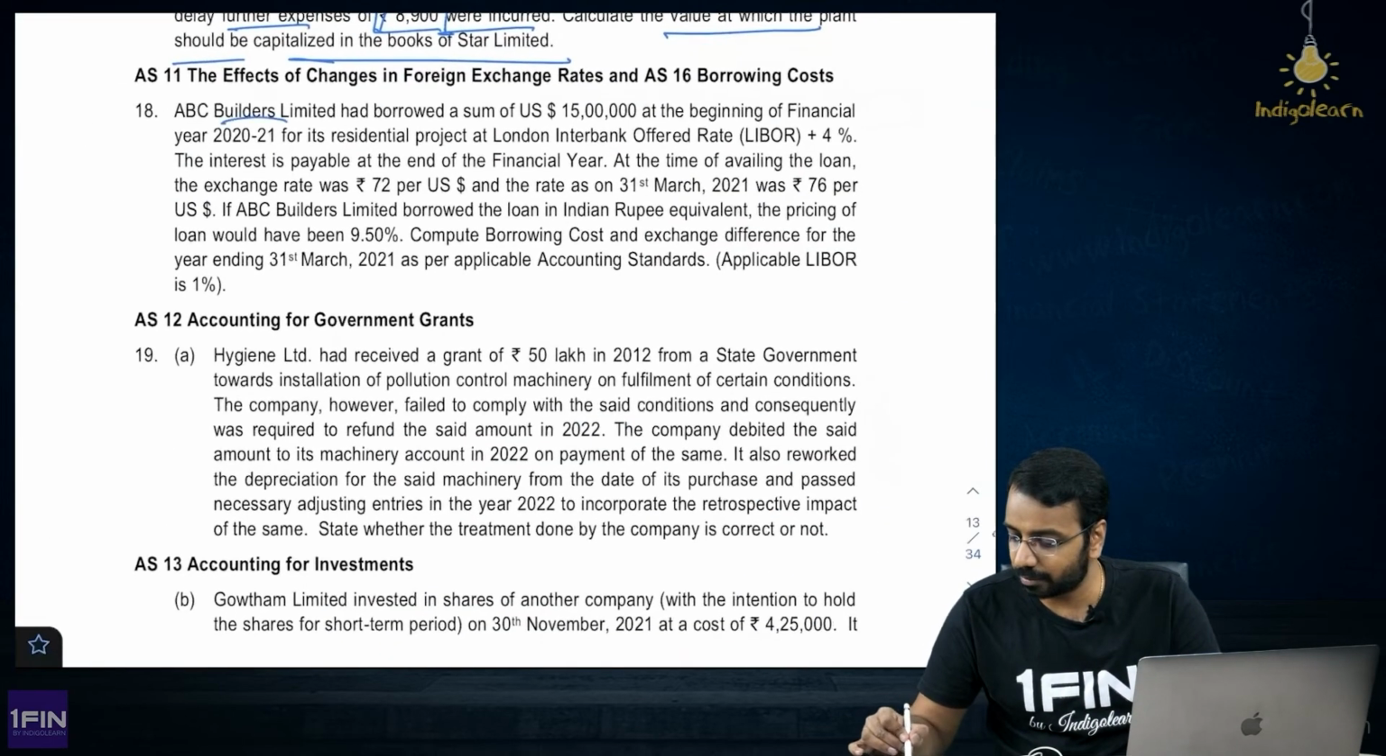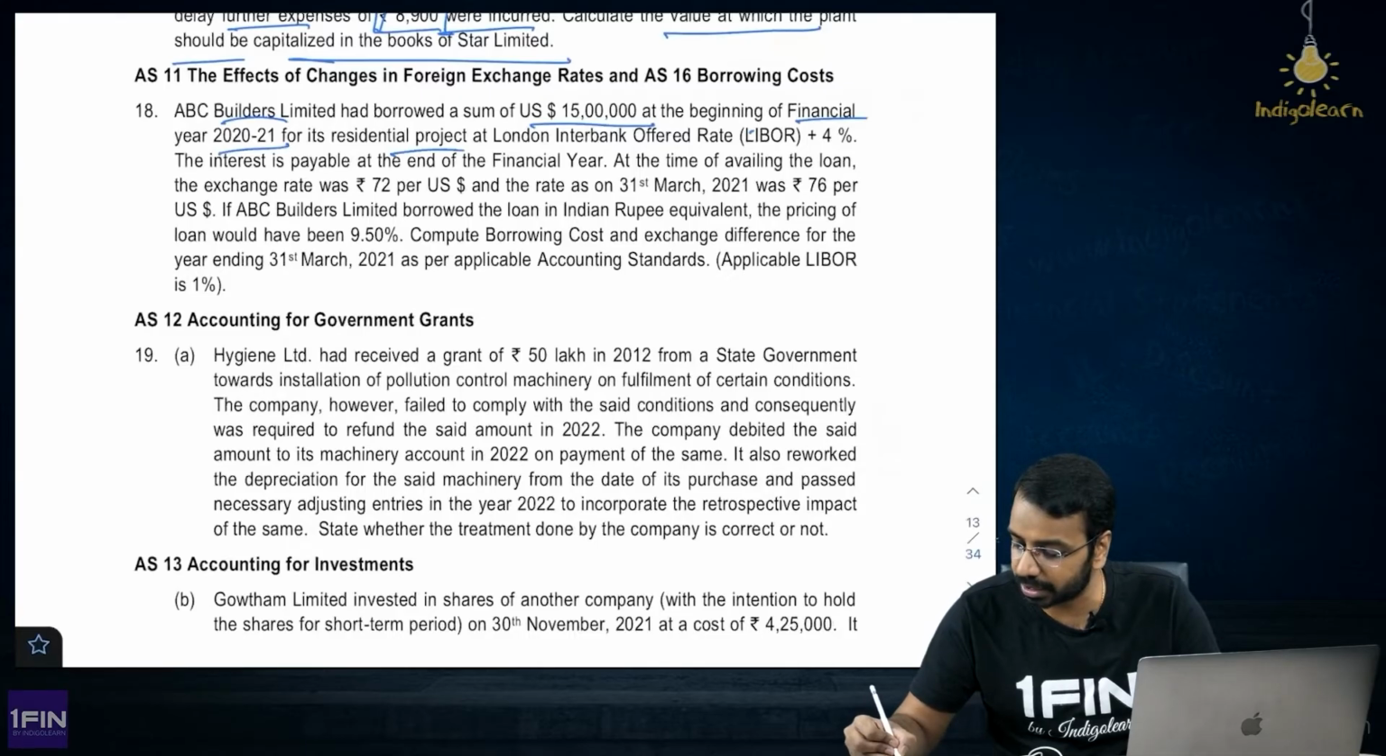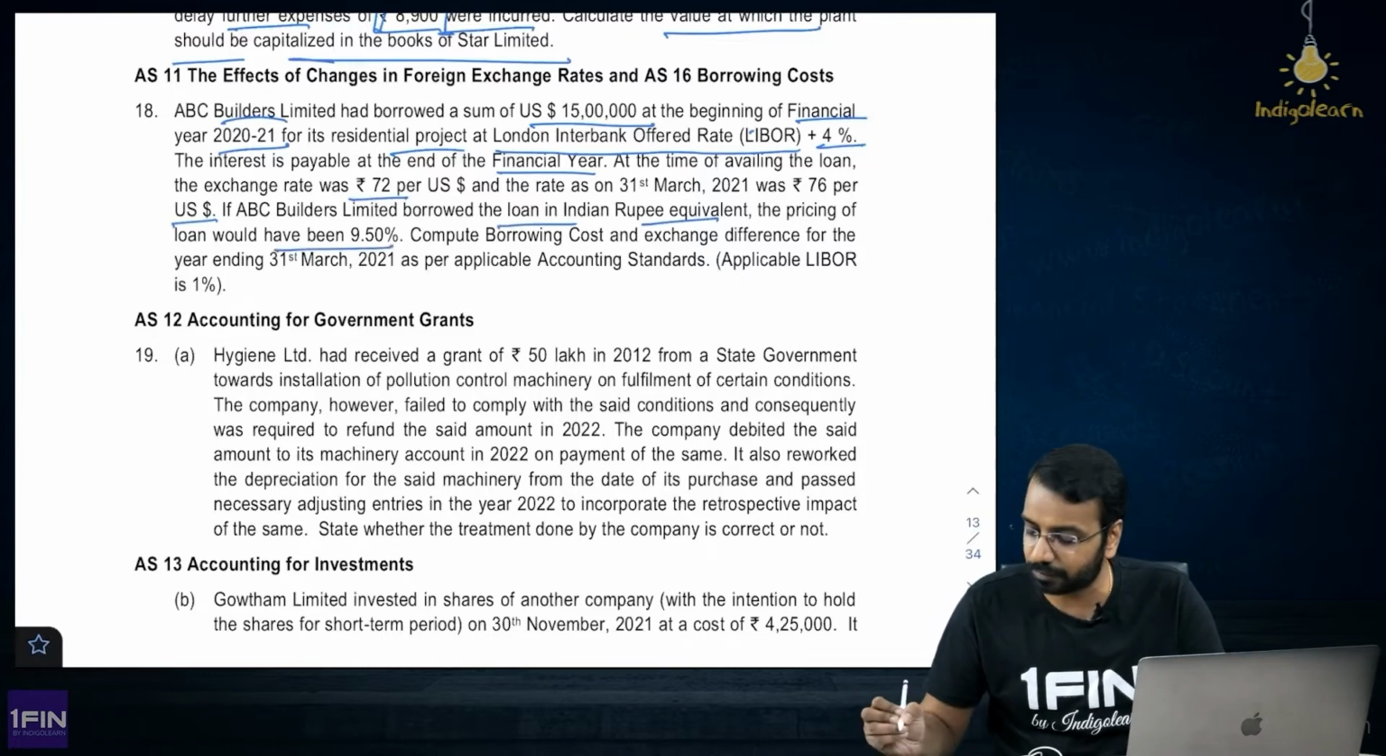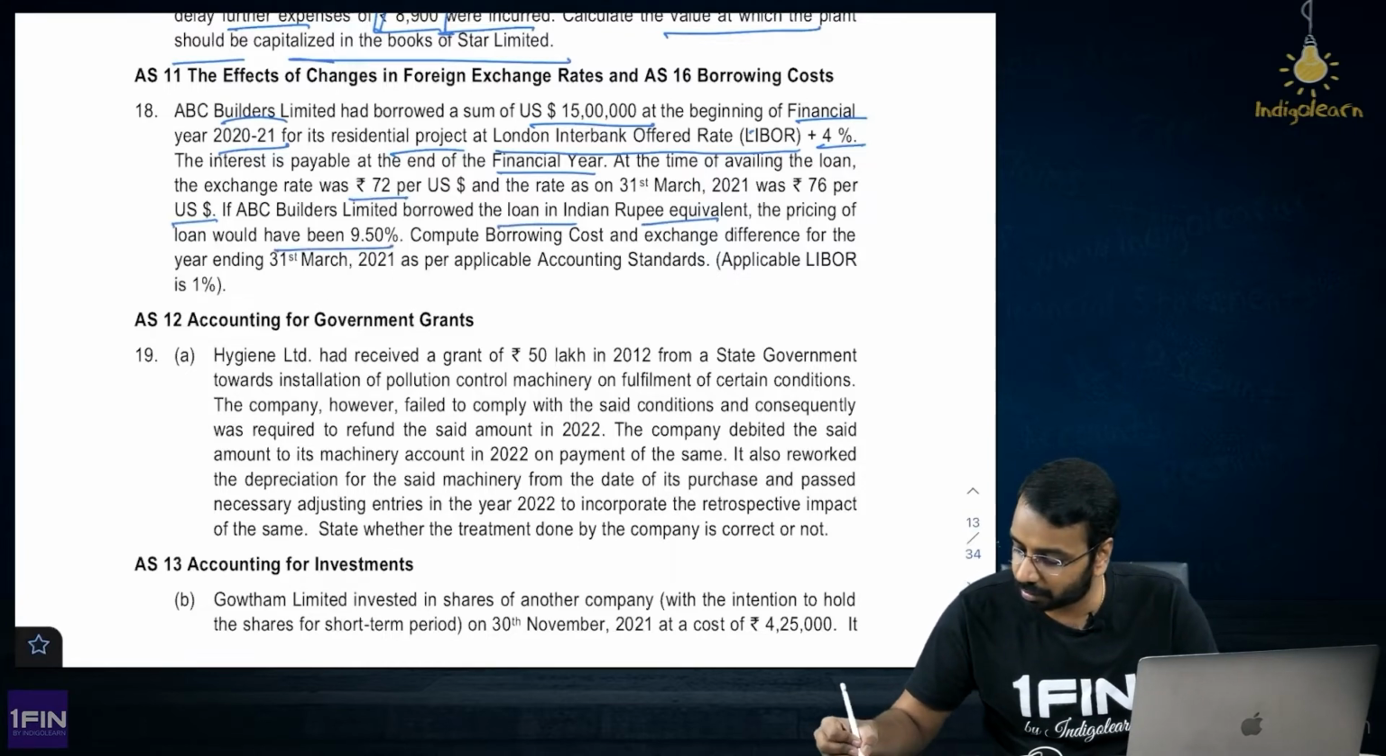ABC Builders Limited had borrowed a sum of $15 lakh at the beginning of financial year 21 for its residential project at London Interbank offered rate. This is a benchmark rate plus 4%. The interest is payable at the end of the financial year. At the time of availing the loan, the exchange rate was 72 per dollar and the rate was 76. If ABC Limited borrowed the loan in Indian rupee equivalent, the pricing of the loan would have been 9.5%. Compute the borrowing cost and exchange difference for the year ended 31st March of 21 as per the applicable standard.